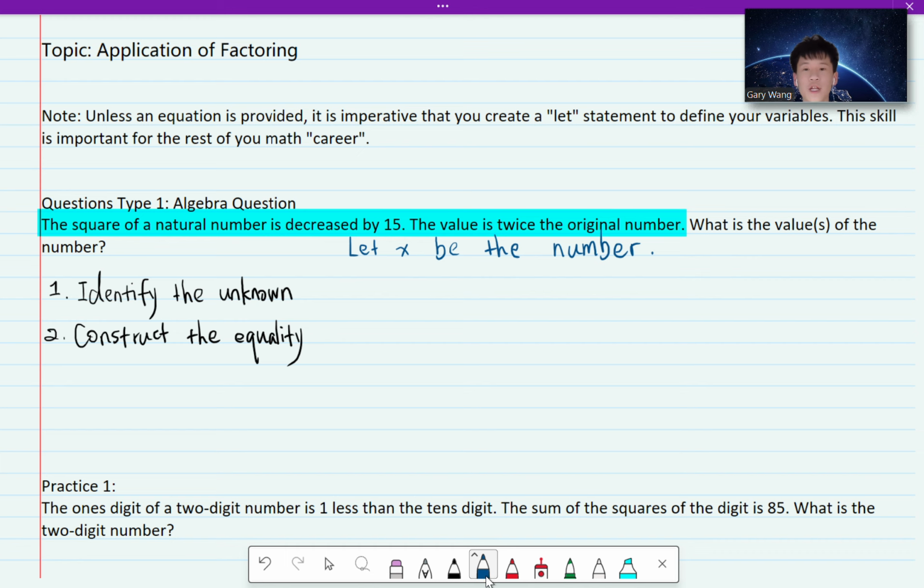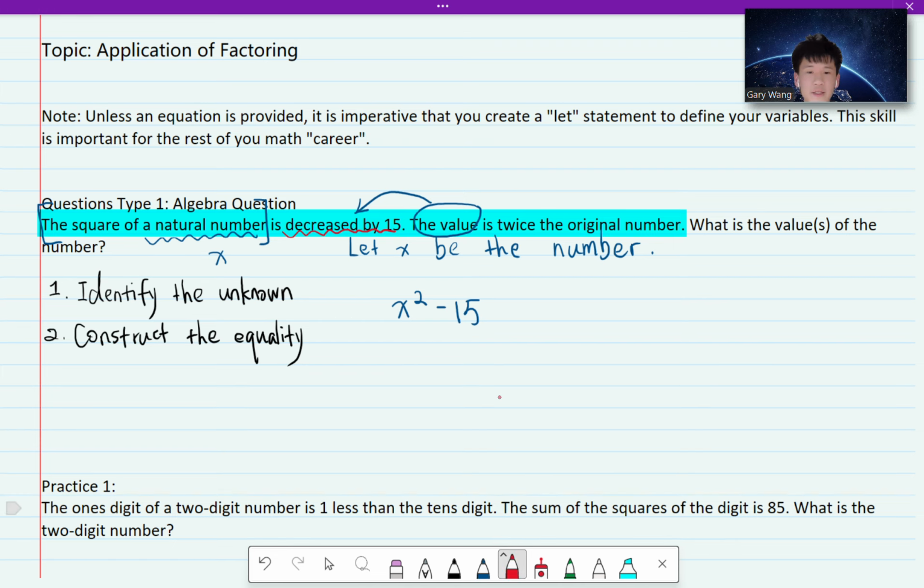So the square root of a natural number is decreased by 15. So this natural number is our x. Then the square of this natural number would just naturally be x squared. Then the question says it is decreased by 15. So we just subtract 15 from this x squared. And this value is the square of the natural number decreased by 15.